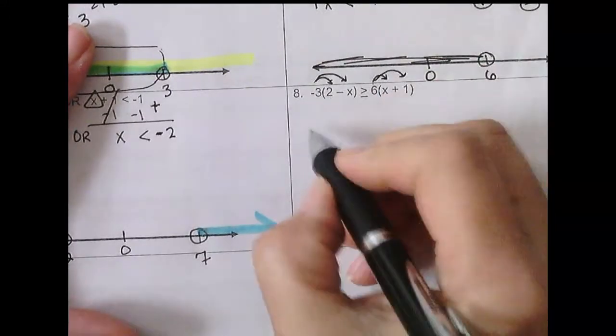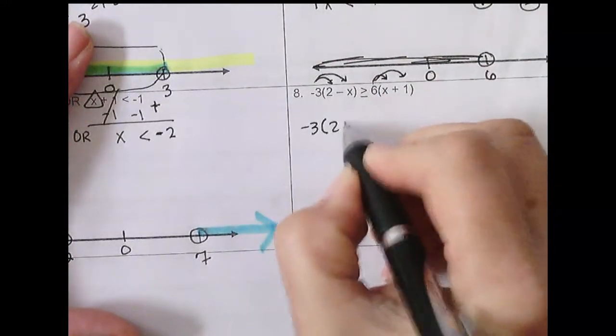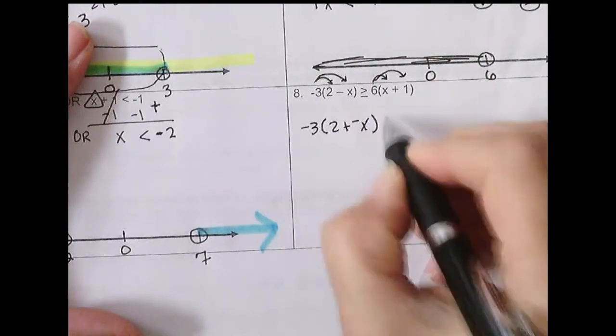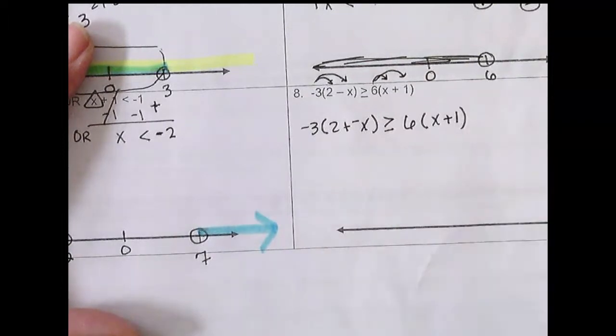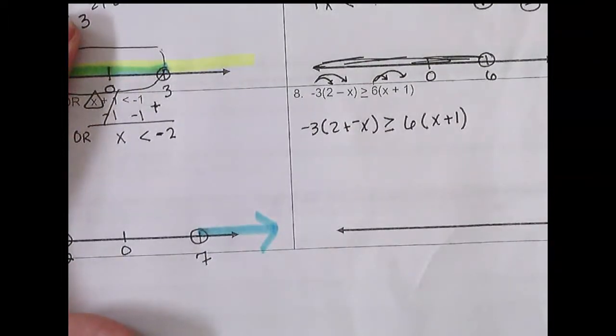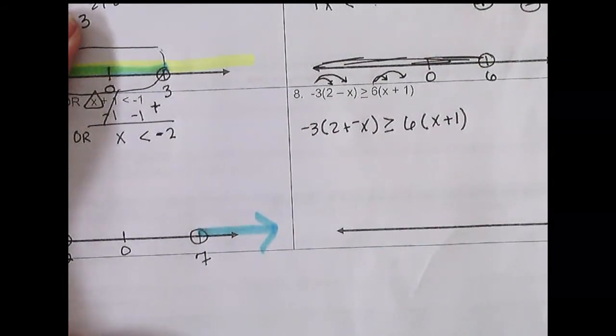So you're going to have to do -3 parenthesis 2 plus -x parenthesis, then 6 parenthesis x plus 1 parenthesis. No subtract signs unless you mean subtract points off your grade. I'm going to stop this video here and you can catch it at part 2.